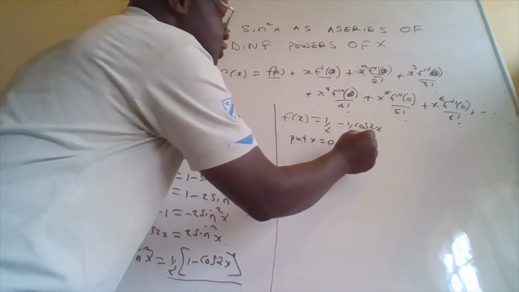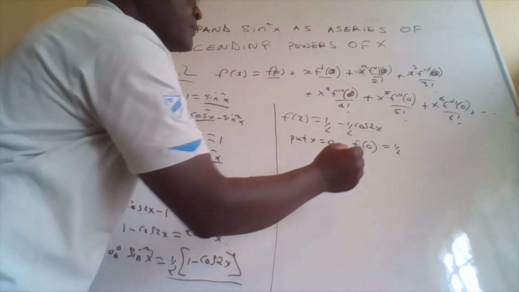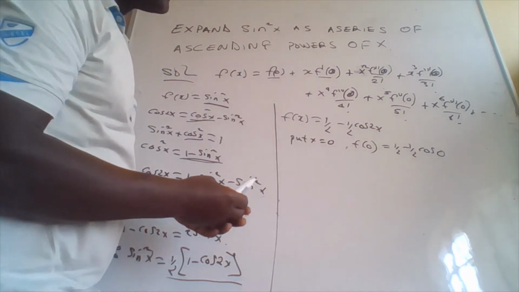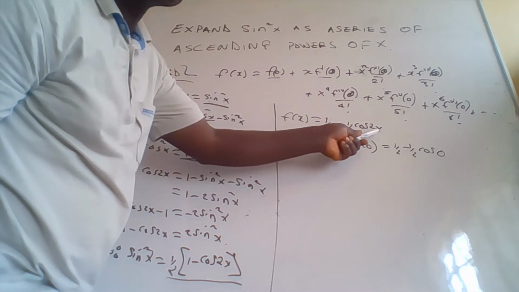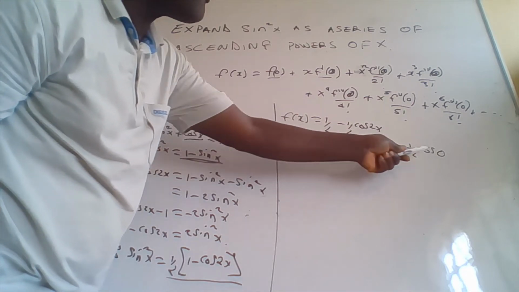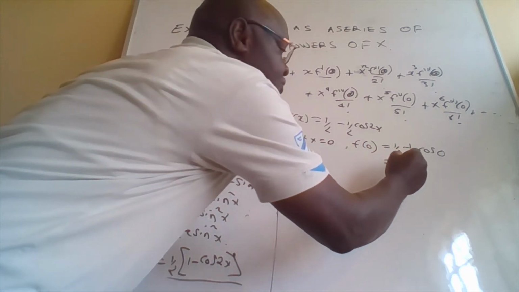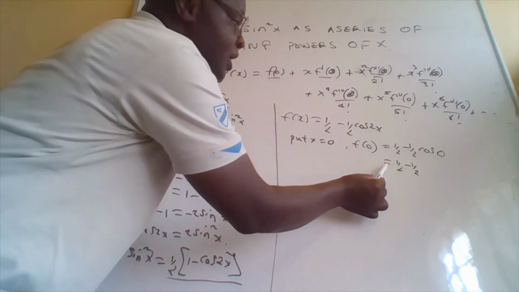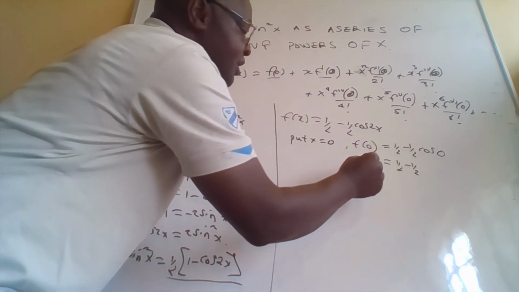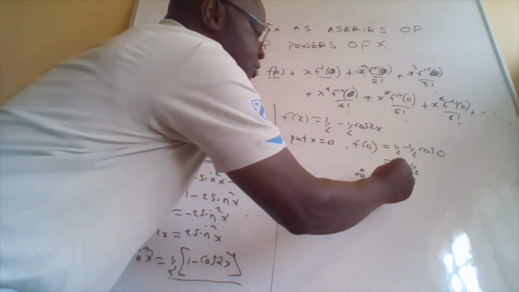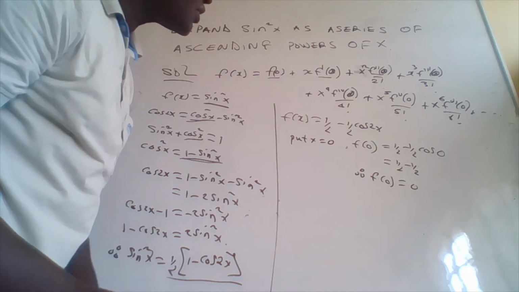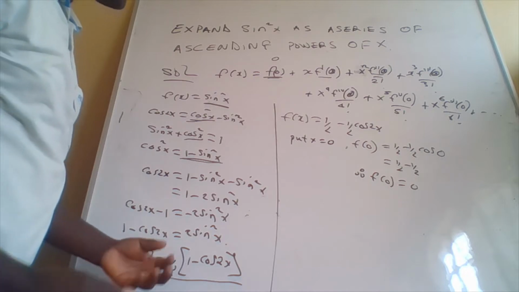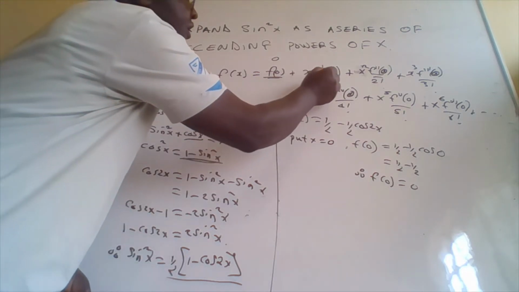f of naught equals a half minus a half cos 0. Cos 0, because we are saying x is 0, so you take 0 times 2, you get 0. So we have cos 0 there. So this equals a half minus a half, because cos 0 is 1. Therefore, f of naught equals 0. So we have gotten that it's 0. Then we move on now to get the f of naught prime.